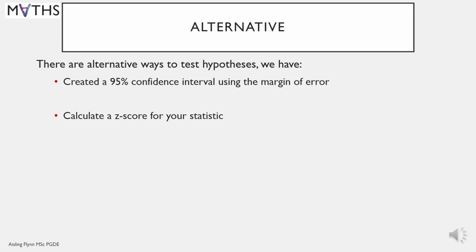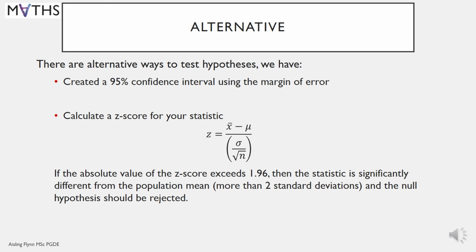The alternative way you could do it would be to calculate a z-score for your statistic, using this definition for means. If the absolute value of the z-score exceeds 1.96, so if it's more than 1.96 or lower than minus 1.96, then the statistic is significantly different from the population mean, so more than 2 standard deviations, and the null hypothesis should be rejected.